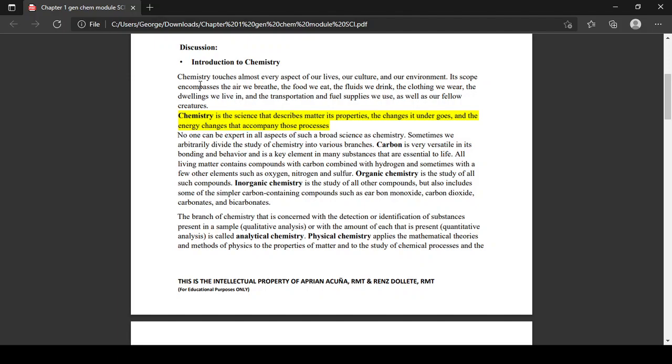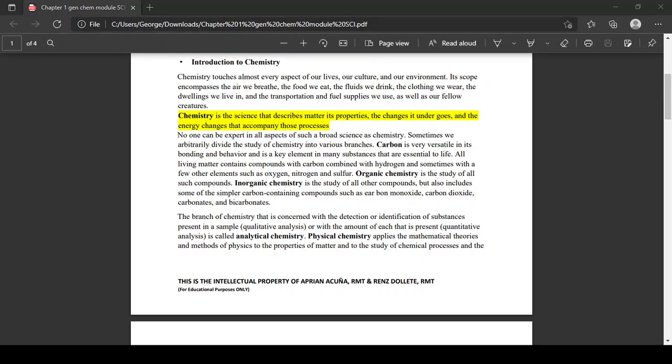So, what is the meaning of chemistry? Chemistry, kids, is the science that describes matter, its properties, the changes it undergoes, and the energy changes that accompany those processes. It describes matter. Before we go on, what is matter, kids? Anything that occupies space, like oxygen. Yes, anything that occupies space and has mass, that is matter.